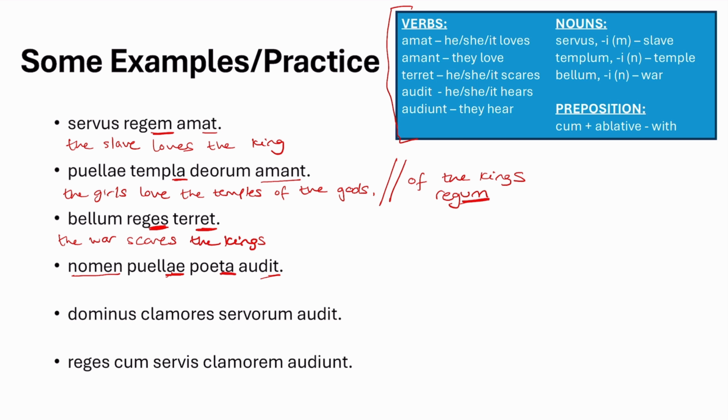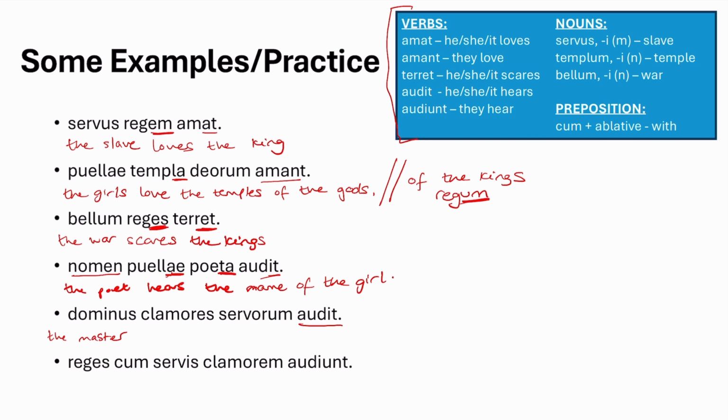And then poeta. Okay, that's either nominative or ablative. Here it's going to have to be our nominative, because it won't make sense to say the name hears. So the poet hears the name, because nomen can be nominative or accusative, the name of the girl. So you can see here how you have to go through all the different options to be able to start untangling your Latin sentences.